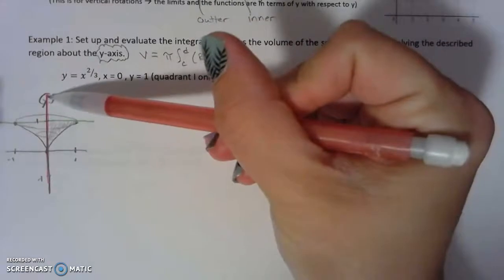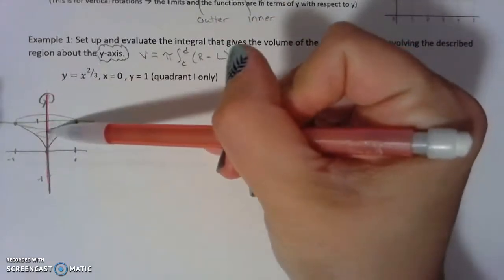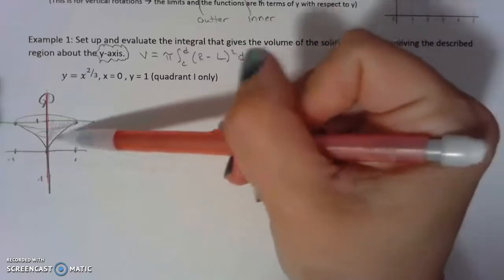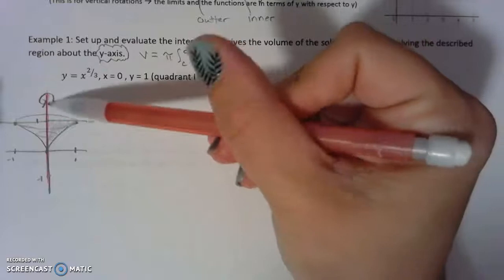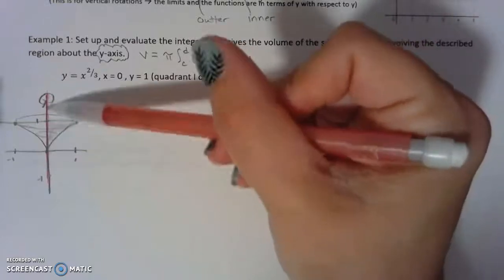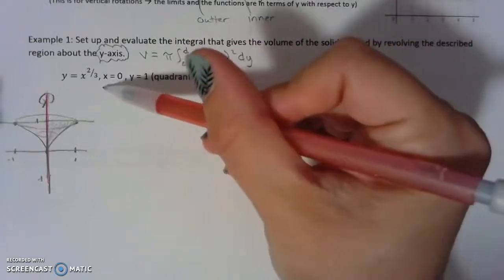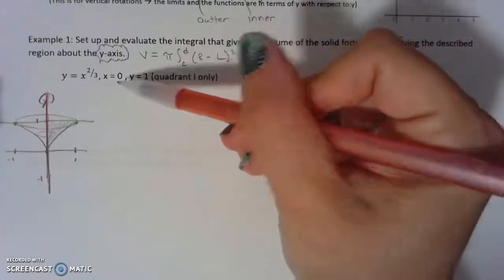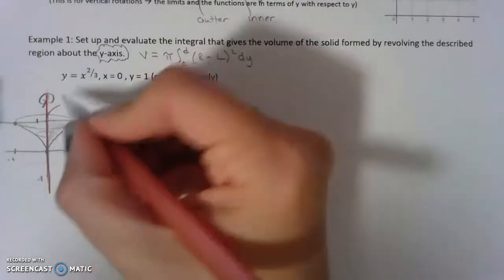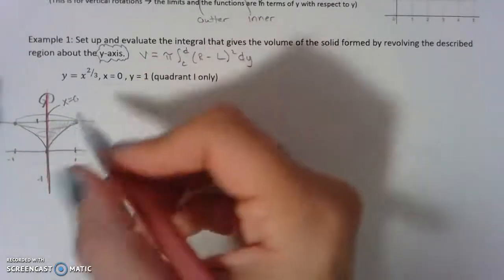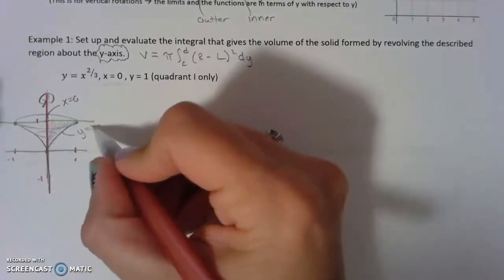So if we're talking about here is where we're rotating it, the function farthest to the right from it is going to be the function itself, x to the 2/3, and then the function closest to it is going to be the axis itself, which we said was the x value of 0. So we're using this pink line where x is 0, and we're using this outside one where y is x to the 2/3.